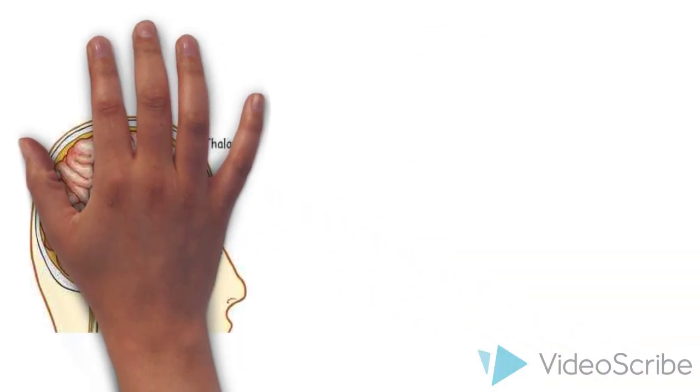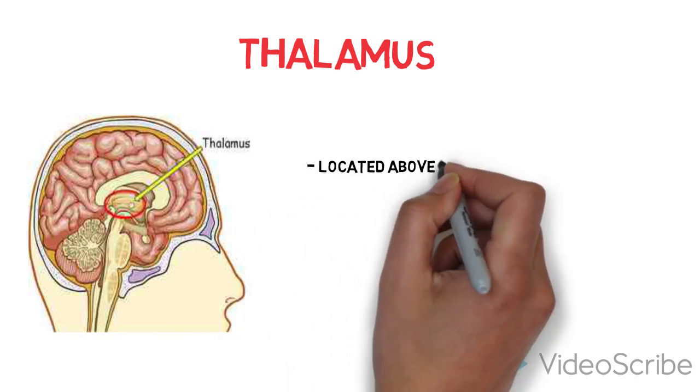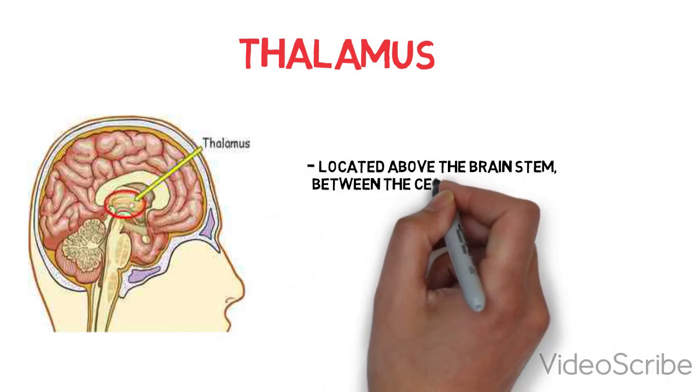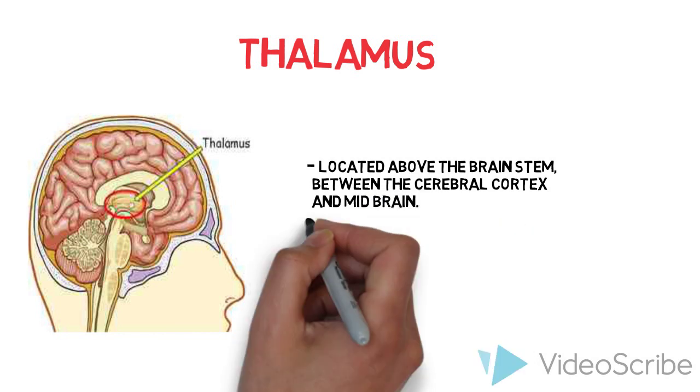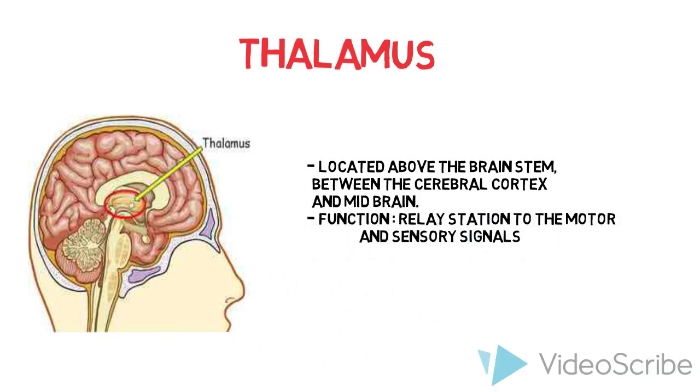Going on to the thalamus, it is a small structure within the brain, located just above the brainstem, between the cerebral cortex and midbrain. It functions as a relay station for motor and sensory signals to the cerebral cortex.